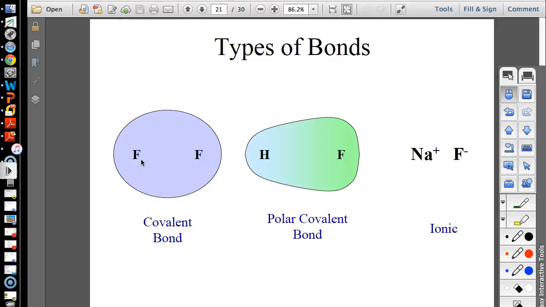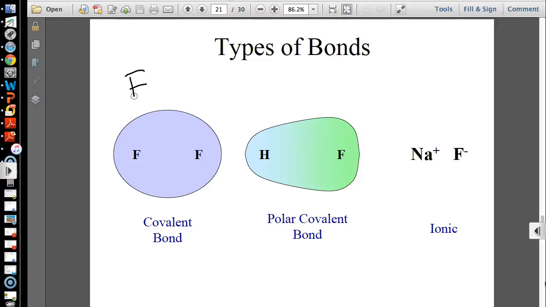So what I want y'all to do is take your periodic tables in your book. You don't have to necessarily fill in your personal one, but you can if you want. But I want you to do the electronegativity difference for F2, and then HF, and then sodium fluoride. So do the math and prove it to me that these are pure covalent, polar covalent, and ionic.